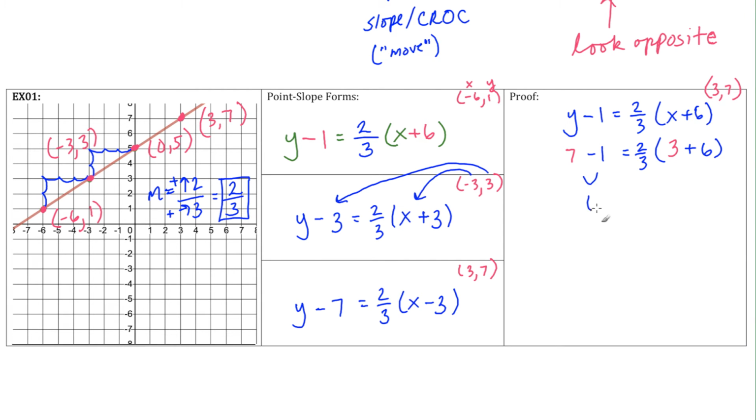And we get 7 minus 1 is 6. And 3 plus 6 is 9. And 2 times 9 is 18. 18 divided by 3 is 6. My 6s just look weird, right? And 6, in fact, equals 6. Now let's look at the second page.